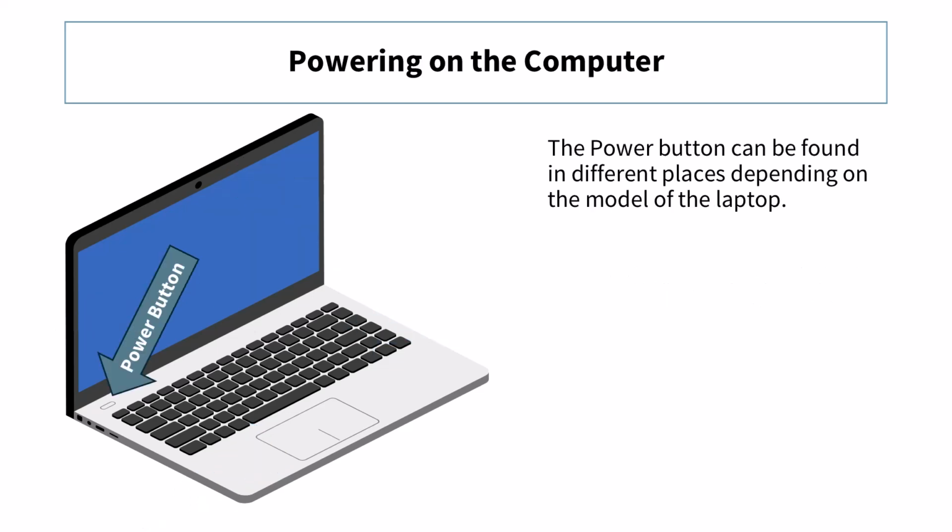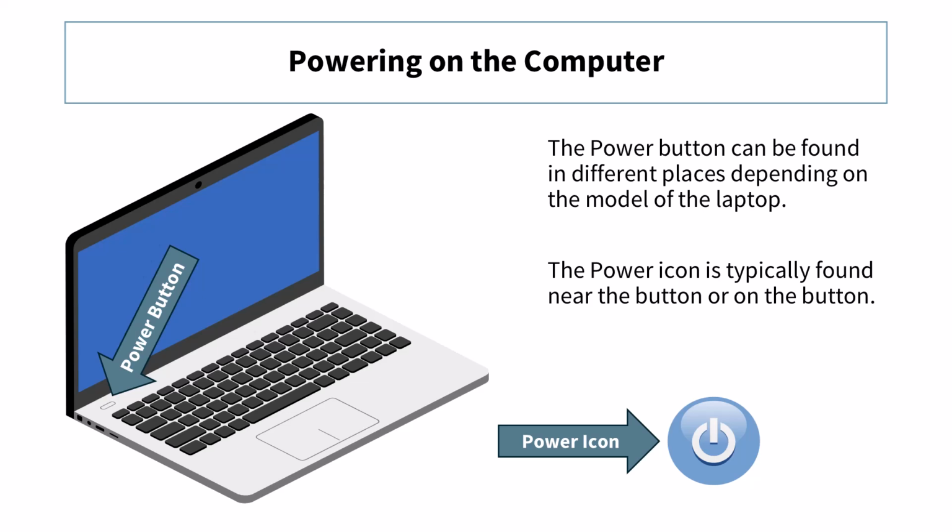To power on the laptop or turn it on, we have to locate the power button, which can be found in different places depending on the model of the laptop. In this image, the power button is just above the keyboard at the top left. You can recognize the power button by the power icon, as shown in the image below. The power icon is typically found near or directly on the power button.